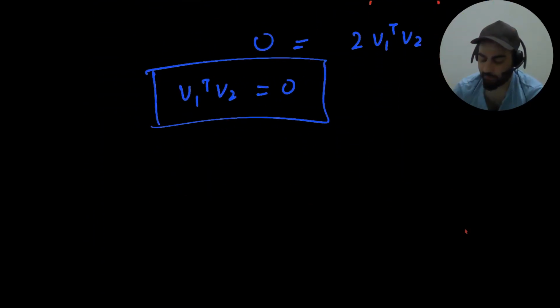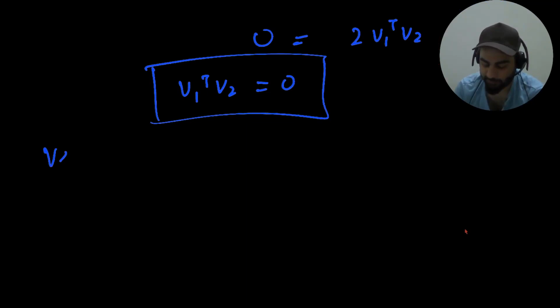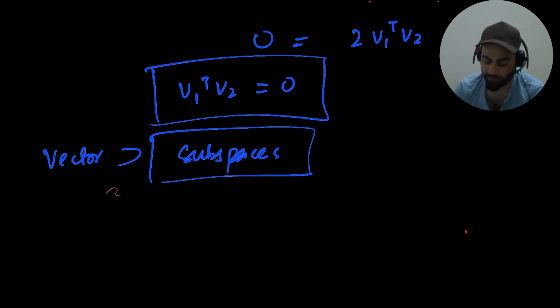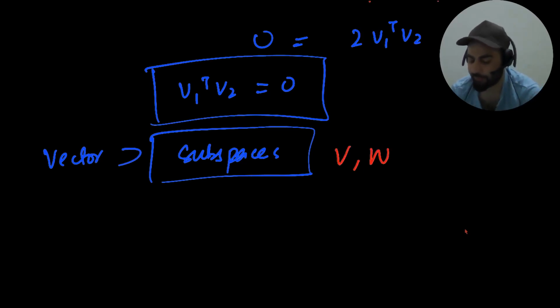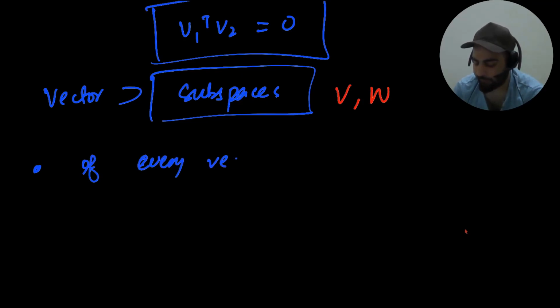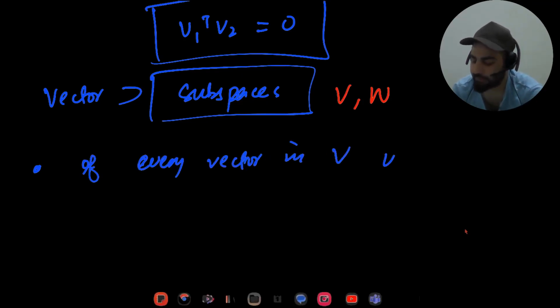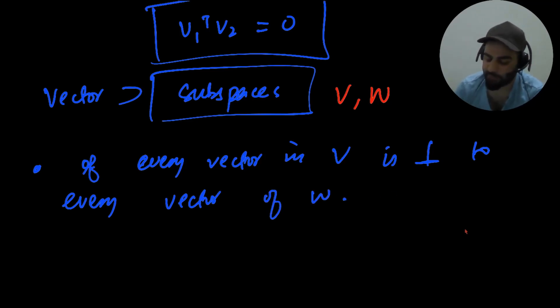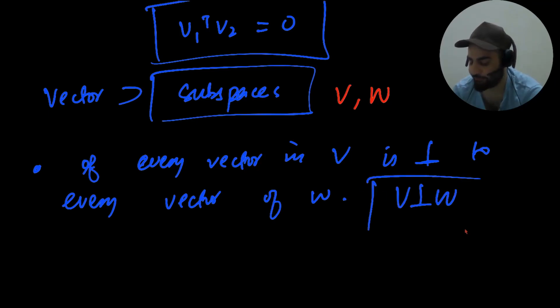Now we want to see when two subspaces are orthogonal. We have a vector space in which we have subspaces, and for these subspaces we want to see when they are actually orthogonal. So when are two subspaces orthogonal? Let's suppose we have a subspace V and a subspace W. If every vector in V is orthogonal to every vector of W, then we call these two subspaces V and W orthogonal to each other.